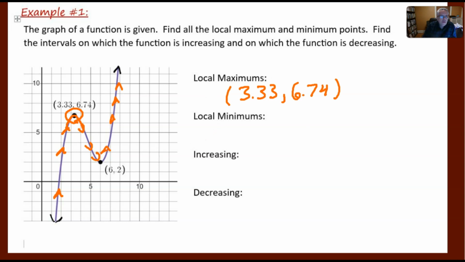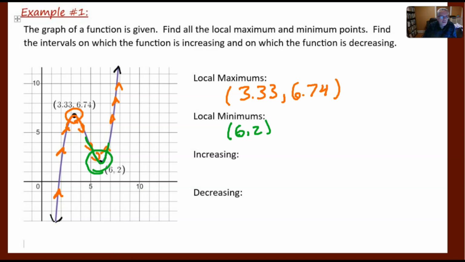All right. Well, how about local minimum? Does it have a point where it's lower than all the other points around it? And sure it does. This point right here, the function comes down, turns around, and goes back up. So it has to have function on both sides of it, and it has to be the lowest point around it. So that's a minimum. And this one is 6, 2.